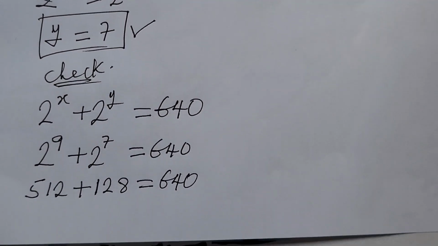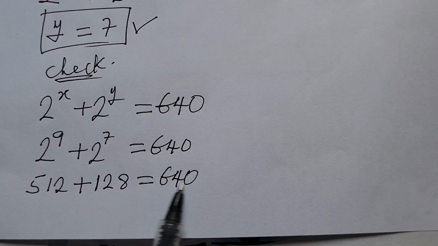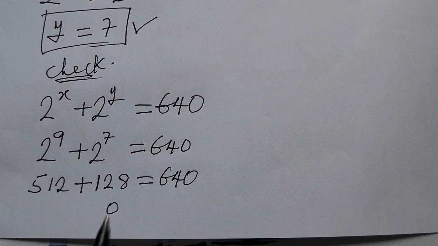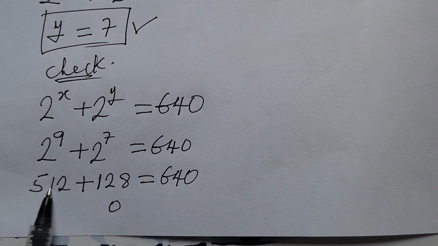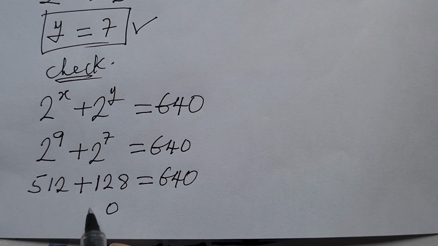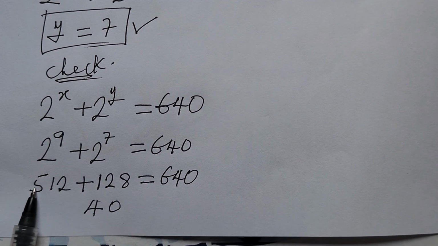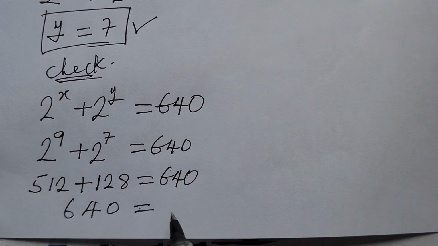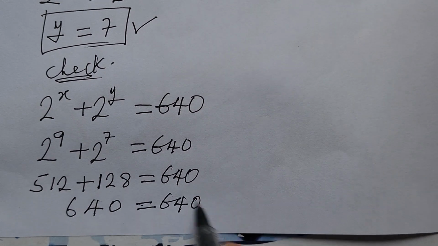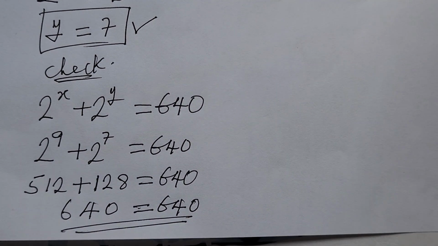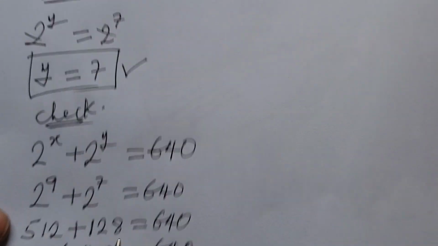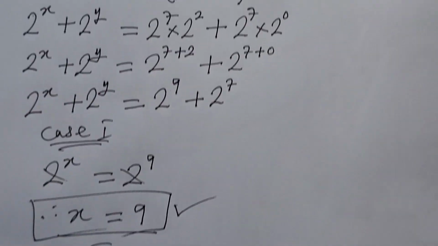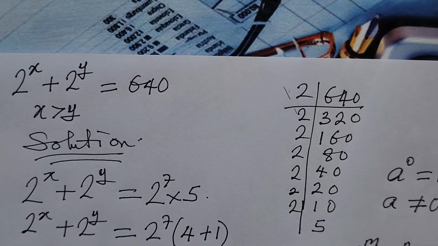So let's add up and see if this will give us our right-hand side. So 2 plus 8 will give us 0, carry 1. 1 plus 2 will give us 3, plus the 1 in carry we have 4. 5 plus 1 will give us 6. So we have 640 equal to 640. So this shows that the two roots which we solved for, x equal to 9 and y equal to 7, satisfy the original equation.